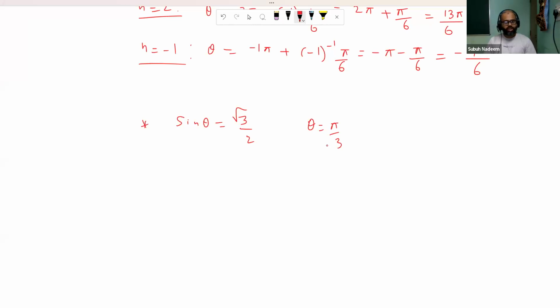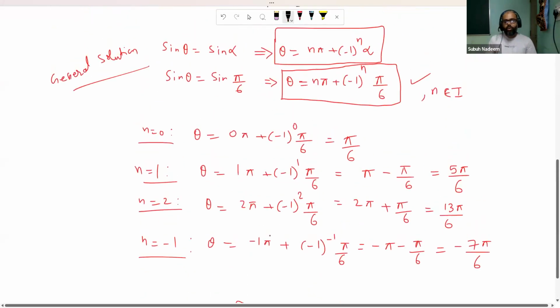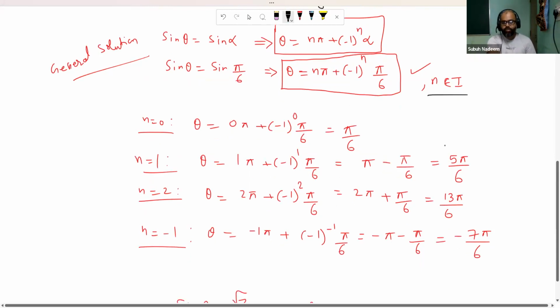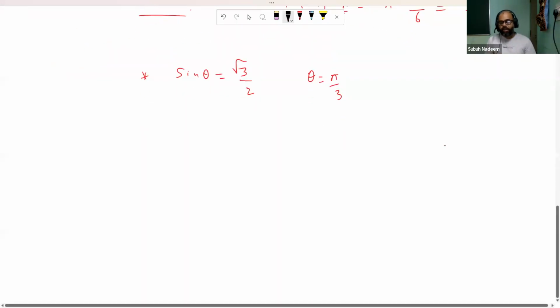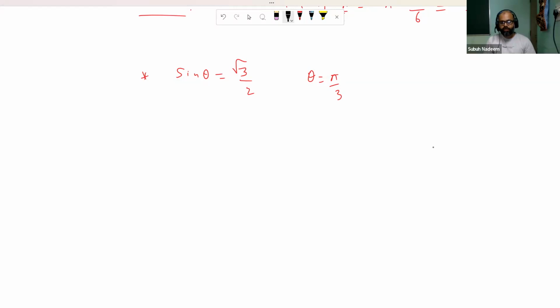The formula of the general solution is given, so you have to apply it here. Sine theta is root 3 by 2, and n is any integer. We can do 5 into 60, so 5 into pi by 3 will be 5 pi by 3. Why would we do 5 into 60? Because it will be 60 degree, right?